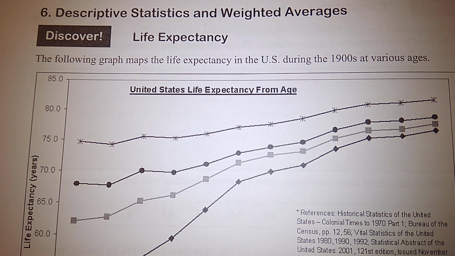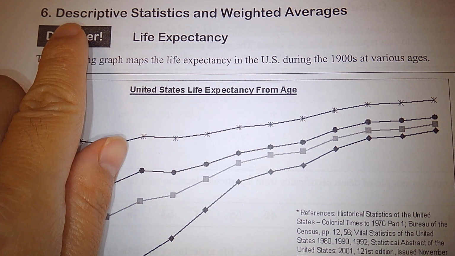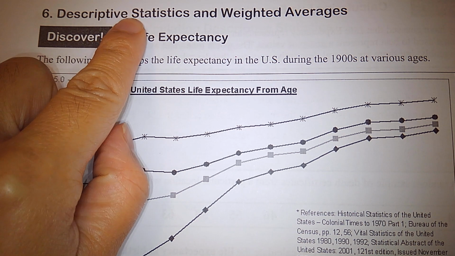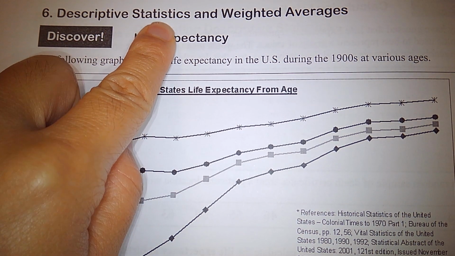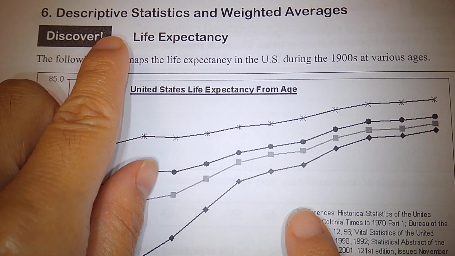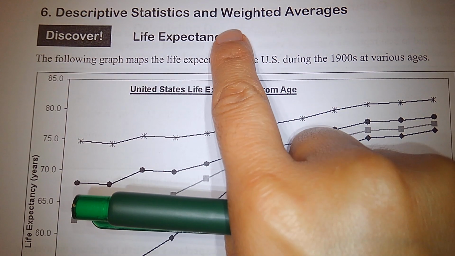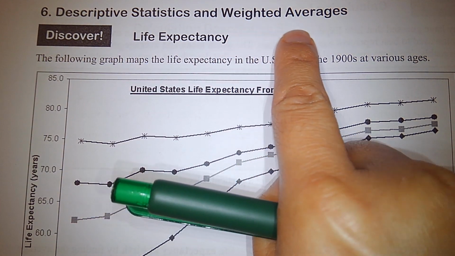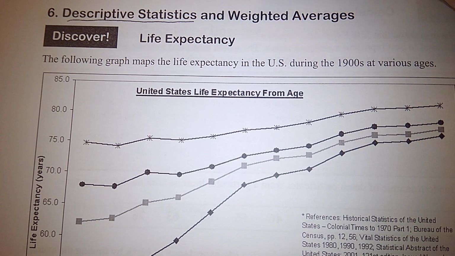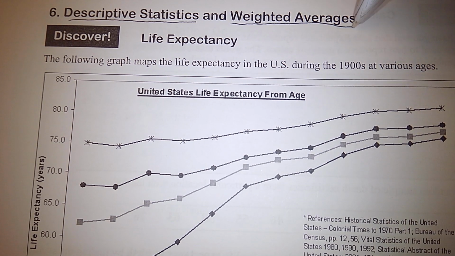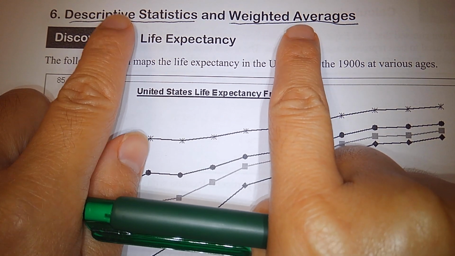Guys, section 6, okay? In this section, we'll talk about two types of problems. The first part is called statistics, descriptive statistics. The second part is about what? Weighted average. We'll cover both parts in section 6.